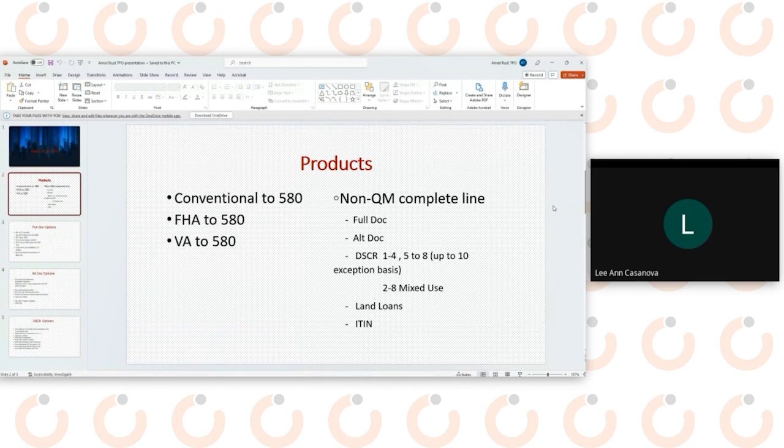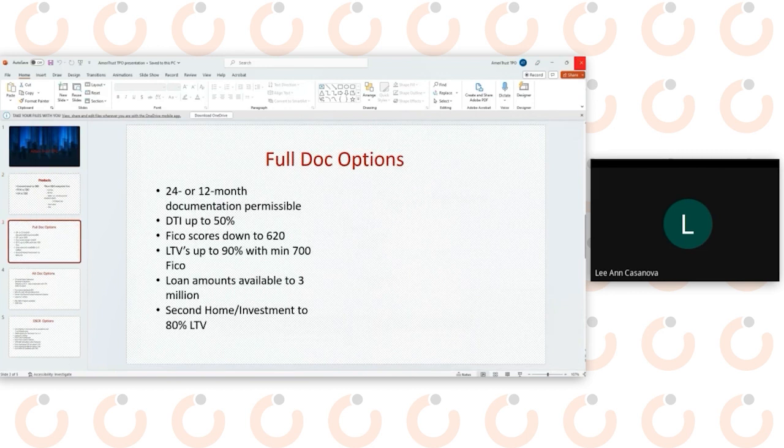We really specialize in our non-QM complete product line here. We have many, many options for you. So if you have a fallout that's a conventional loan, you want to flip it over to the non-QM world, you are in really good hands. We have full doc, alt doc, DSCR, which covers a plethora of products, meaning 1 to 4 units, 5 to 8 units, and I can actually go over 8 units up to 10 on an exception basis, along with the 2 to 8 mixed use. We do standalone land loans and we do ITIN borrowers, okay? And of course, foreign national, I should have put in there too. We do foreign national.